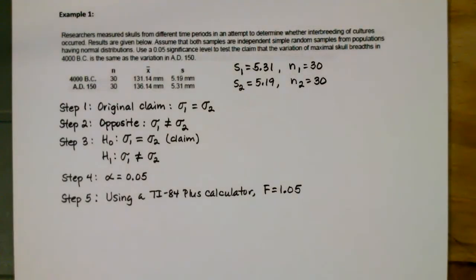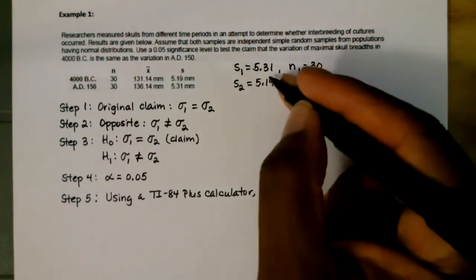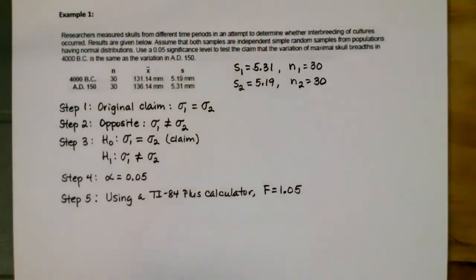All right, so with this, it is important that S1 be the larger of your 2 standard deviations, and then S2 would be the smaller of the 2. But do make sure that you enter the correct sample sizes, the one related to the larger standard deviation and the one related to the smaller.